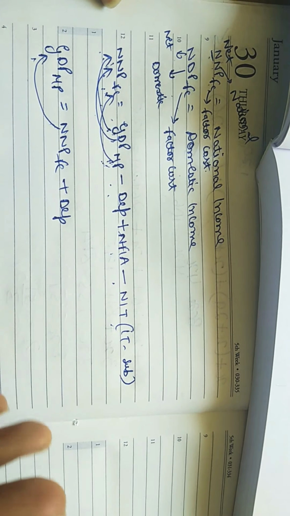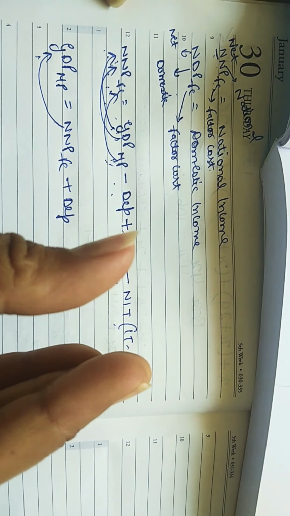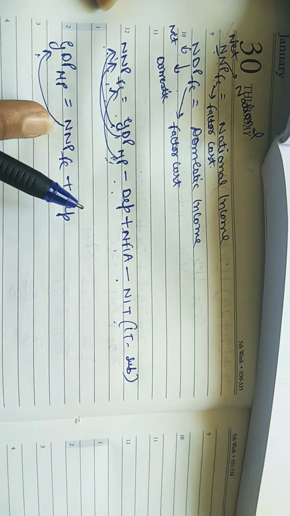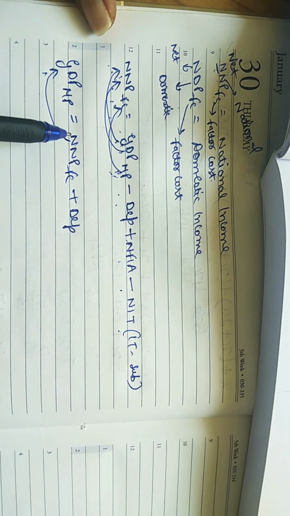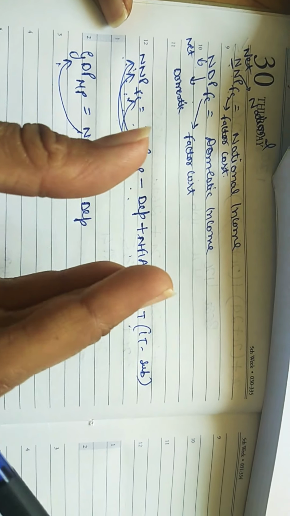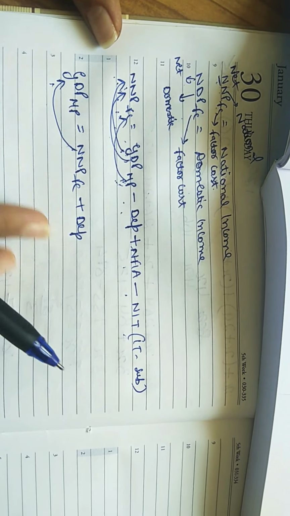For gross to net, gross is bigger and net is smaller. So we need to convert bigger into smaller, so we need to deduct the depreciation. But here in this case, we have net. So we need to convert net to gross. Net is smaller and we need to convert net into gross. To make it bigger, we need to add depreciation.